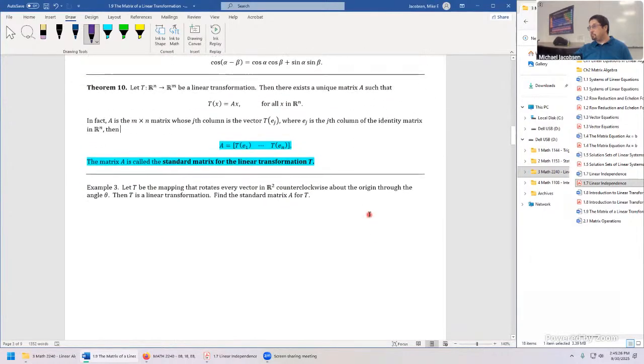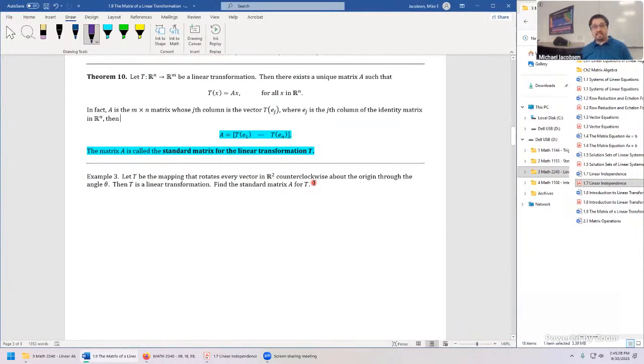So we needed something more nasty, and this is my version of more nasty, a transformation that does a counterclockwise rotation through the angle theta would be a great way to exhibit the use of theorem 10. So let's give this a try. First, let's take a really close look at what this does. It's the mapping that rotates every vector in R2 counterclockwise about the origin through angle theta. So the domain and codomain are both R2.